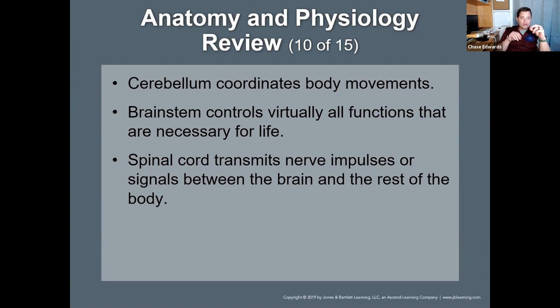The spinal cord transmits nerve impulses or signals between the brain and the rest of the body. So it's composed of nerve fibers extending from the brain's nerve cells. It represents the continuation of the central nervous system. And there's a term called cauda equina, C-A-U-D-A E-Q-U-I-N-A. So that's going to be a collection of individual nerve roots.